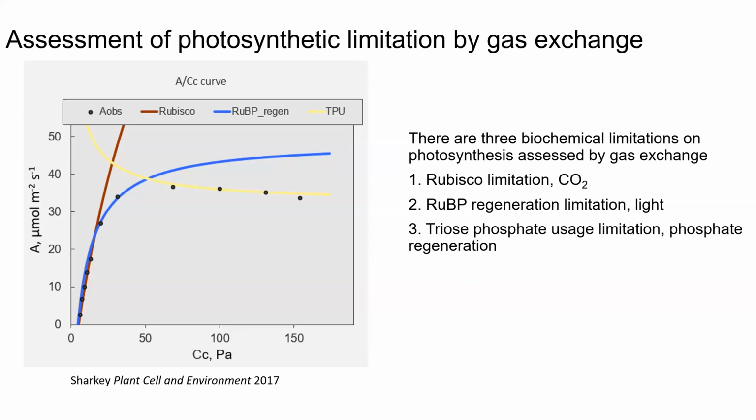When you compared traditional ACI curves with the dynamic ones, did you find by any chance overestimation of Vcmax in the dynamic curves?